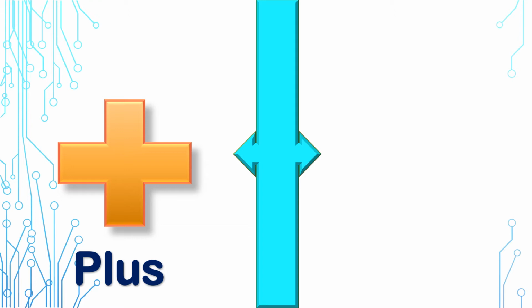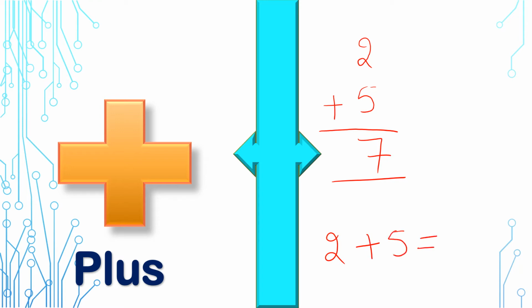Plus. So plus sign is used to add two numbers. Like we want to add 2 and 5. So this is 7. You can also write it as 2 plus 5 is equals to 7. Both are correct. So plus sign is used to add two numbers.